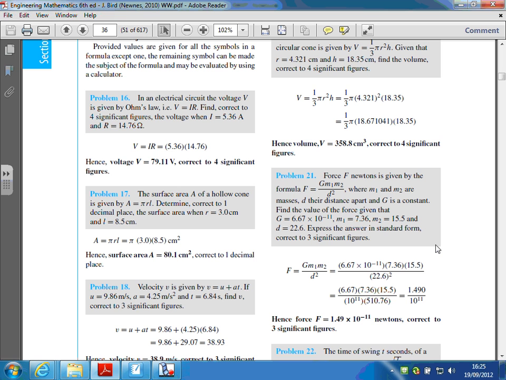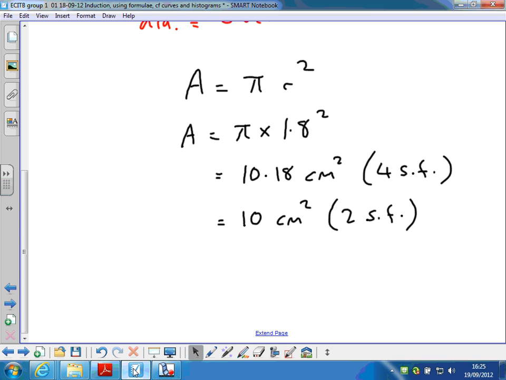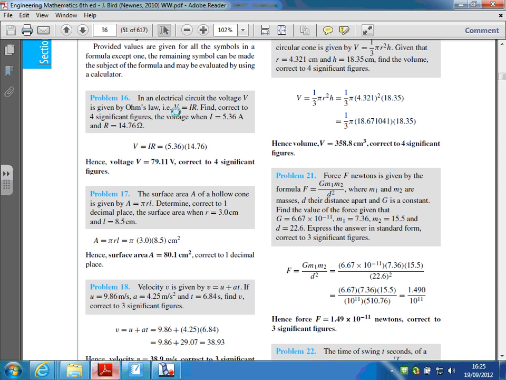If we look at work problem 16 here. In an electrical circuit, the voltage V is given by Ohm's law, i.e. V equals IR. We know that. Find correct to 4 significant figures the voltage when I equals 5.36 and R equals 14.76. So there's the formula, and then you put the numbers in, and there's the voltage corrected. And so basically it's showing you what to do.